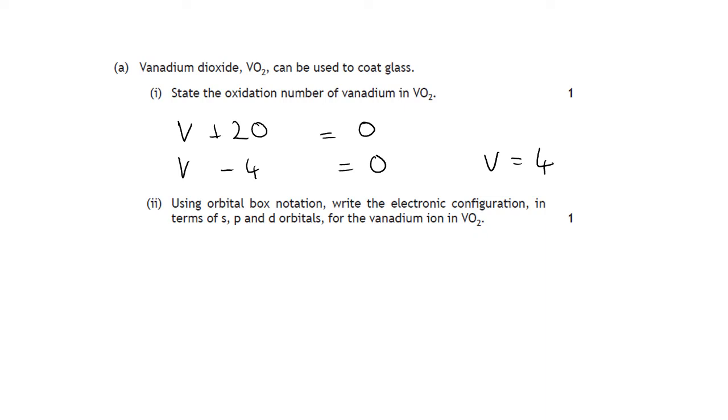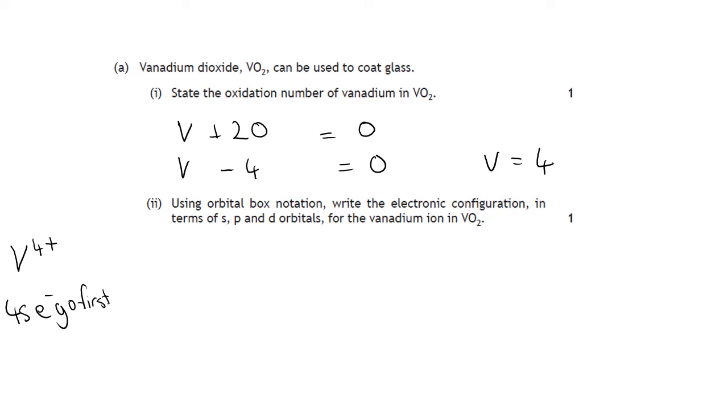Using orbital box notation, write down the electron configuration in terms of s, p, and d orbitals for the vanadium ion in VO2. So orbital box notation is drawing out the boxes. I would turn to your electron configuration page, page 8 of your data booklet, whenever you're doing this. Now, we know that vanadium has an oxidation state, so it's vanadium plus 4. Other thing to remember is that the 4s electrons go first.